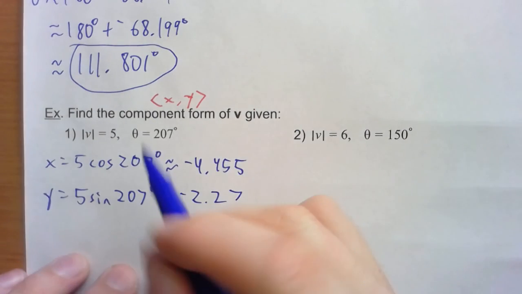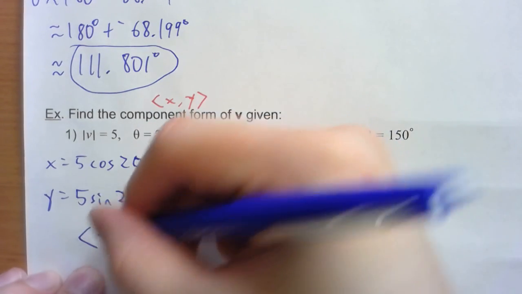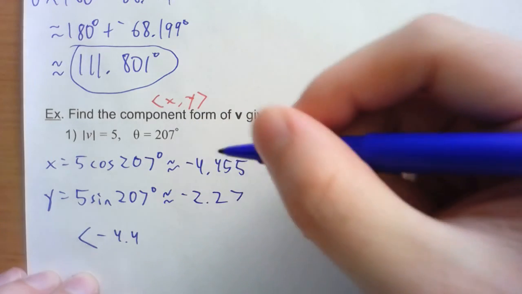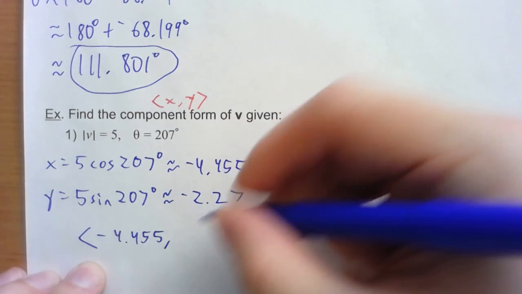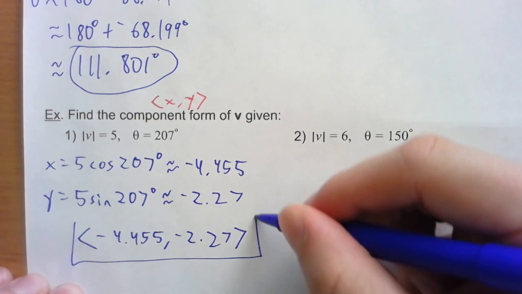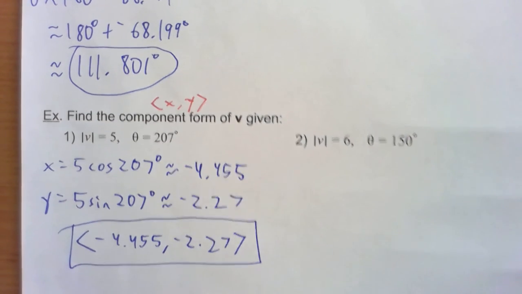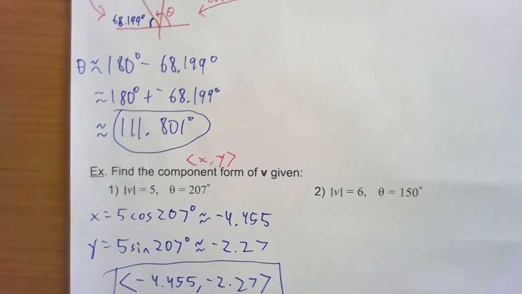2.27. And technically component form, I should write it with angle brackets. Let's go ahead and write this here. Negative 4.455, negative 2.27. There's the component form. All right, so why don't you go ahead and try a couple of these here.